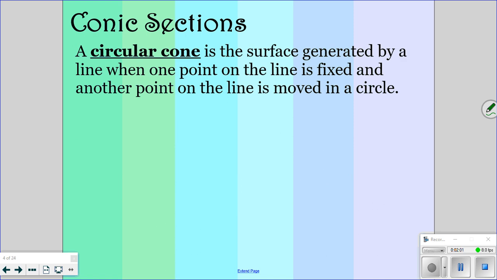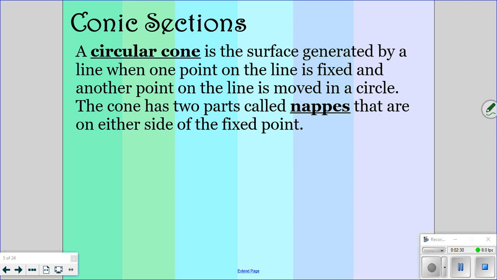So a circular cone is the surface generated when you take a line where this point is fixed and then this point here is moved about in a circle. And if you rotated that line, it would create your cone. So you can do that with your pencil. Put it so that you hold one end and then tilt it, and if you make it rotate in a circle, it would be drawing out a cone.